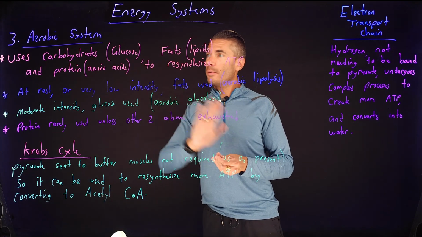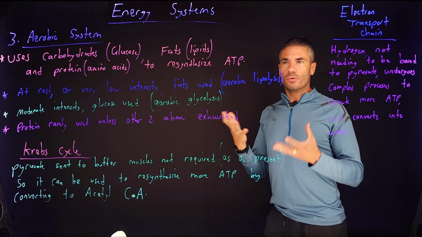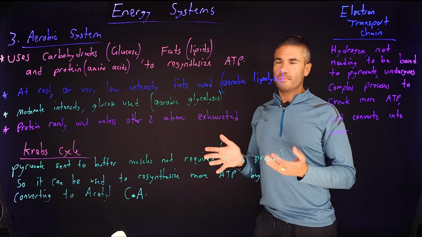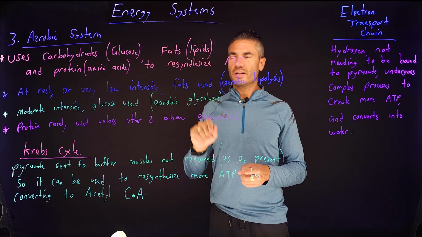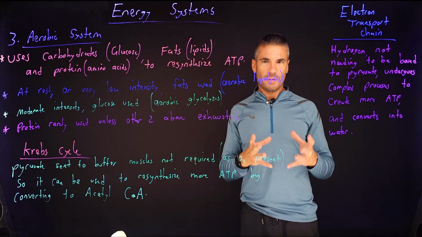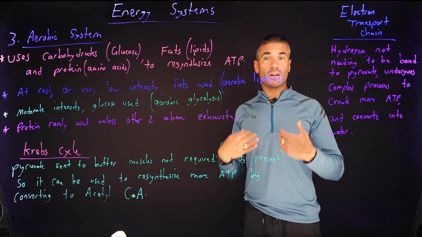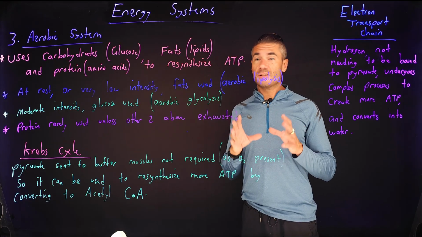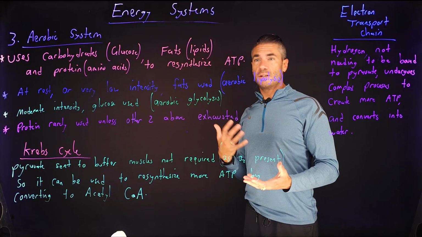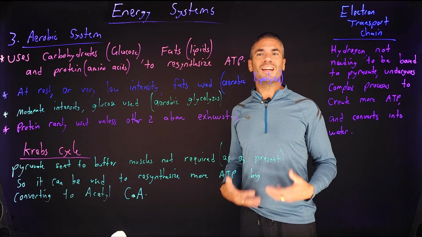So the aerobic system can use carbohydrates stored as glucose. It can use fats stored as lipids in the body, and in life or death situations, proteins, broken down from amino acids, to resynthesize ATP, okay? This is the system that I am currently using. It's probably the system that you're currently using watching this video. Most of the time in the day, you are going to be using your aerobic energy system.